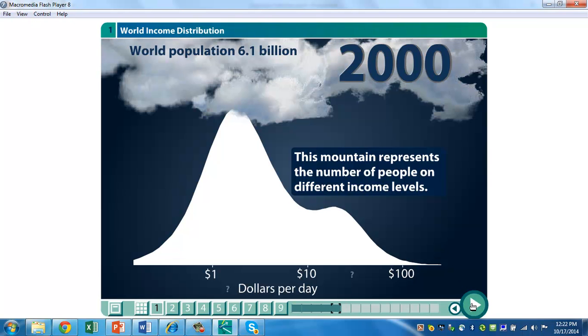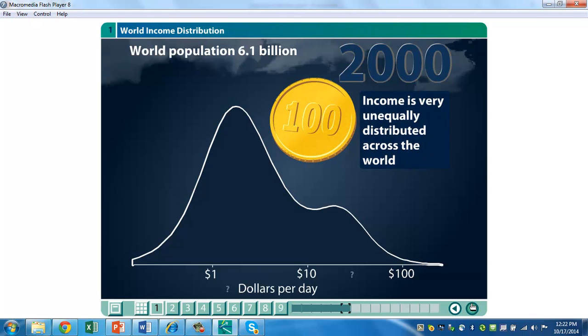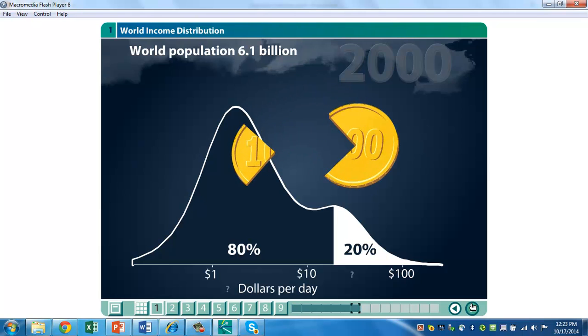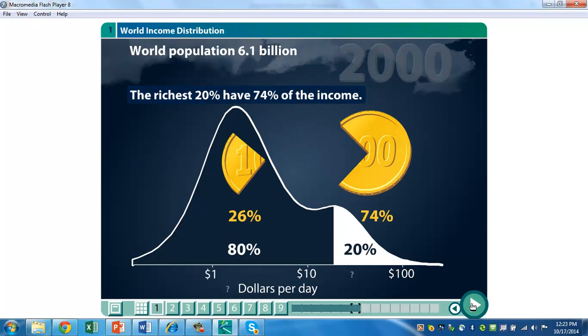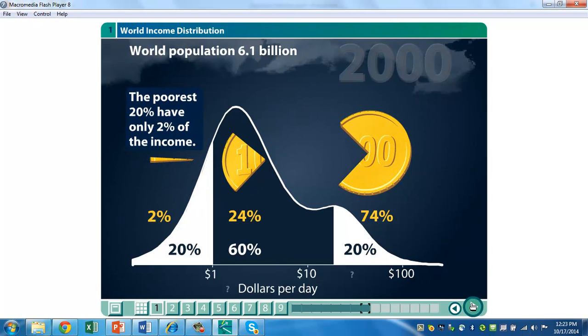Now let's continue. This shows that the wealthiest 20% of the world's population owned 74% of all the world's wealth in the year 2000. The least wealthy 20% owned only 2% of the world's wealth. Remember these numbers, 74% and 2%.